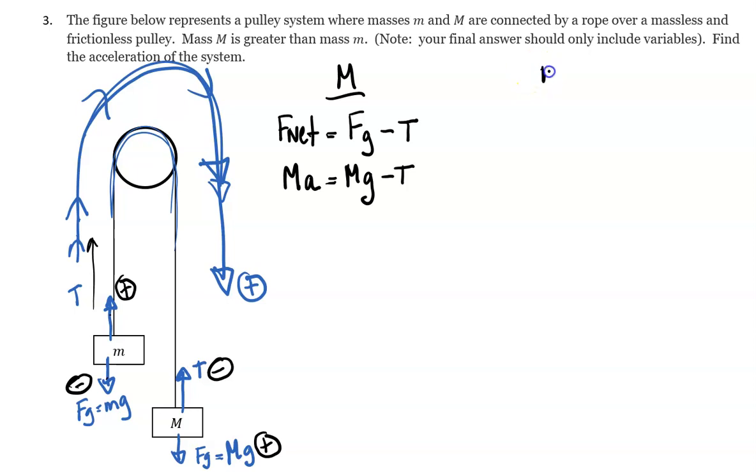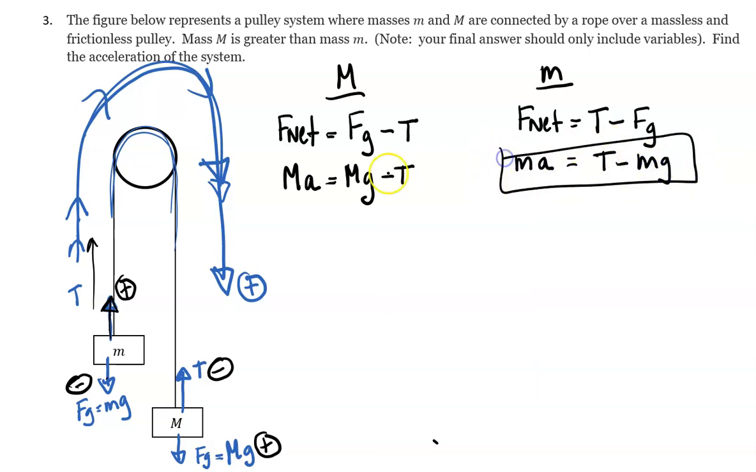So let's go to the other one, little m. We have Fnet equals, and again, try it yourself first and then check back in. We have tension going upwards, positive, and gravity going the opposite direction. So Fnet is little m times acceleration equals tension minus little mg. Cool. And we know the system is all connected, so the acceleration of the system is going to be the same.